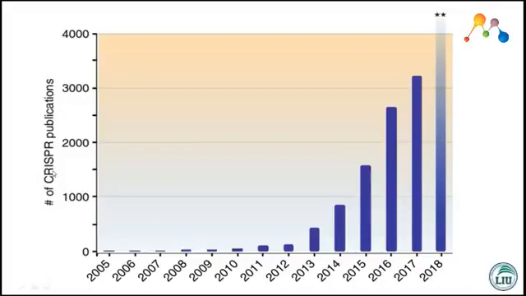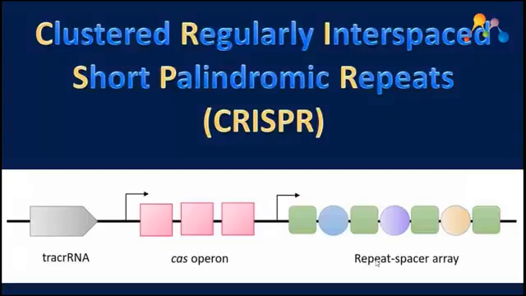So for CRISPR publications, we collected every publication that has CRISPR or Cas9 in its title or abstract. Here we are today in the middle of 2018, and the number of publications in 2018 is projected to be more than 5,000 per year. So let's focus on these systems.